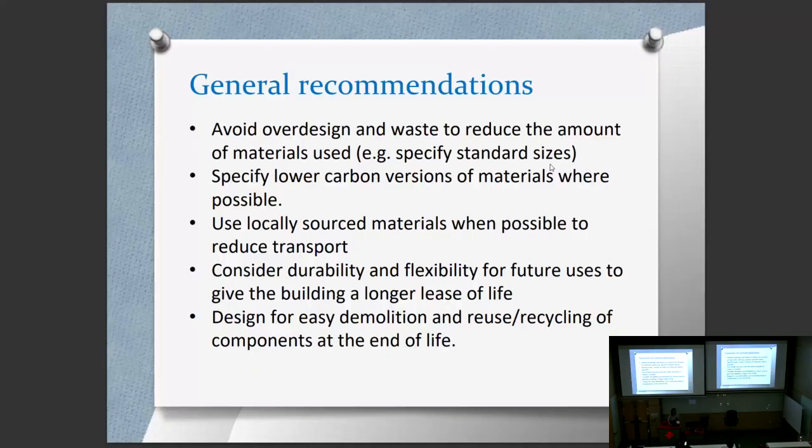It is good practice to ensure the materials can be easily separated, and to modify and refurbish instead of demolishing. And design for easy demolition and reuse or recycling of the components at the end of its life. So these are some good practices.